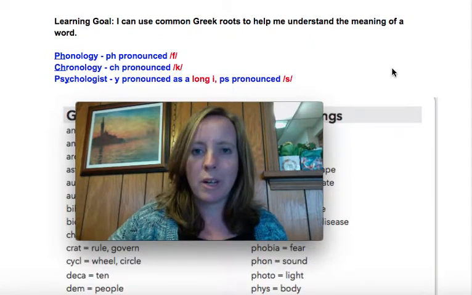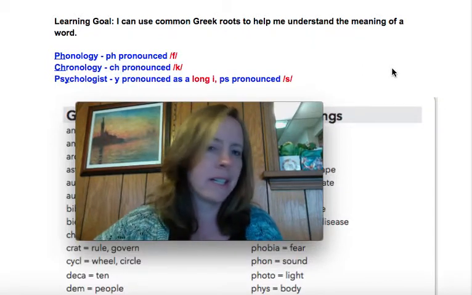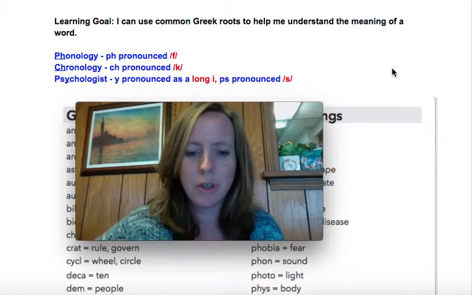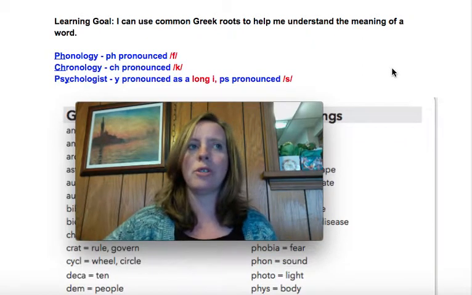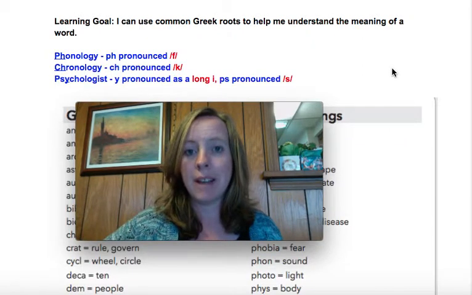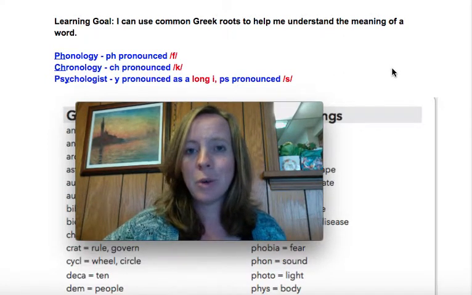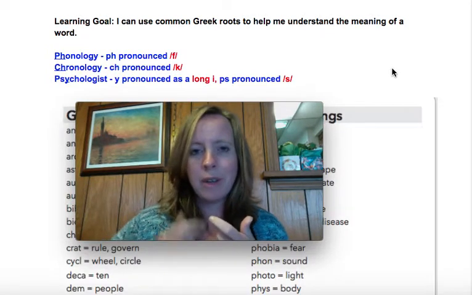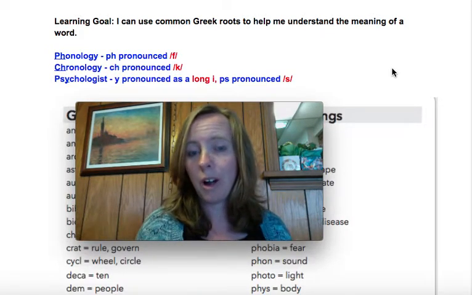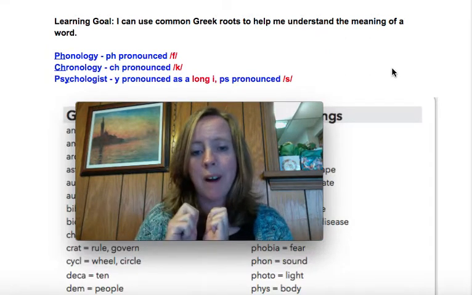We've been focusing a lot on Latin prefixes and suffixes and Latin roots, and today is just Greek roots. So words with Greek roots are used very commonly in medicine and in science. And the really cool thing about it is that once you learn a Greek root, you can figure out a lot of long words just by knowing that word part.